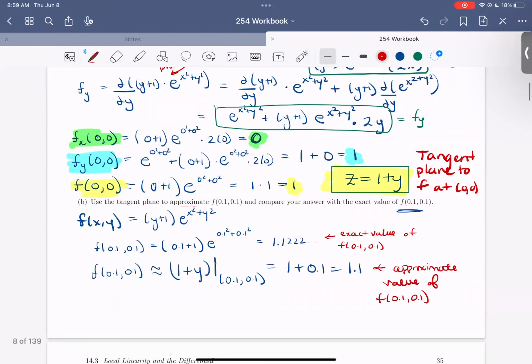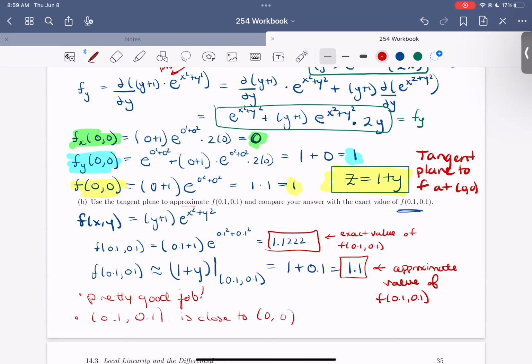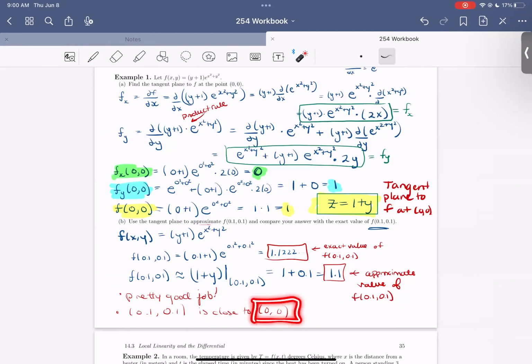So a couple things to notice is first, this value, the approximation, is fairly close to the exact value. So it does a pretty good job. But notice it won't always do a good job, in that we need the input that we're evaluating at to be close to 0, 0, which is the point that we computed the tangent plane at. So we can see here that yes, indeed, this tangent plane does a pretty good job of approximating our function near the point 0, 0.